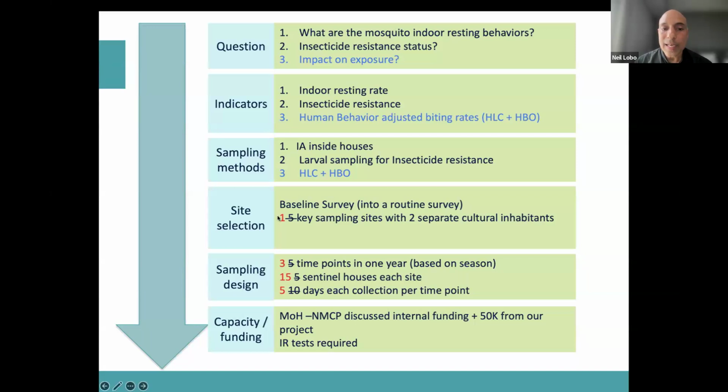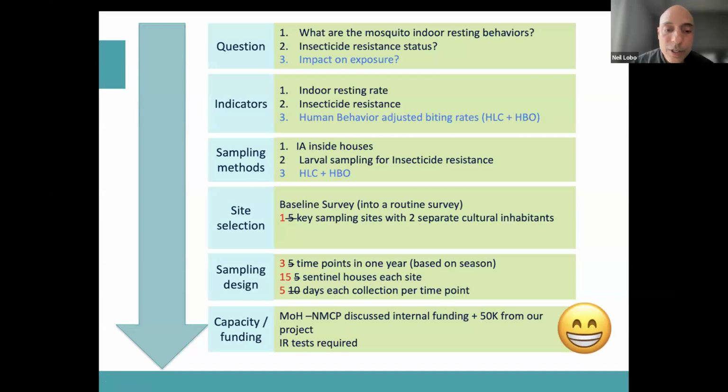We used 1 site instead of 5, and we used these same sort of reduced numbers in the sampling design, except instead of 5 sentinel houses, we could actually afford 15. So we had a better sample size. So 3 time points in 1 year, 15 sentinel houses each site, and 5 days of collection each time point. We actually did 3 houses per day at each time point, so we could do 15 houses total over each time we went to visit. We could afford this, and we were going to do the insecticide resistance tests.